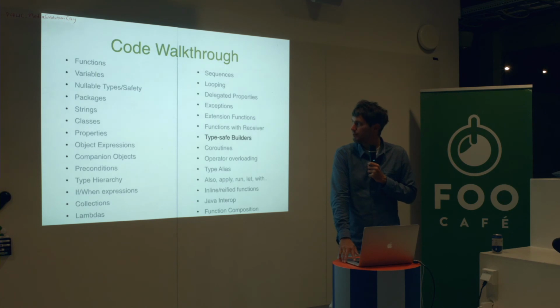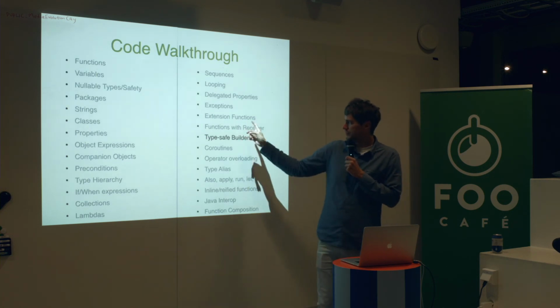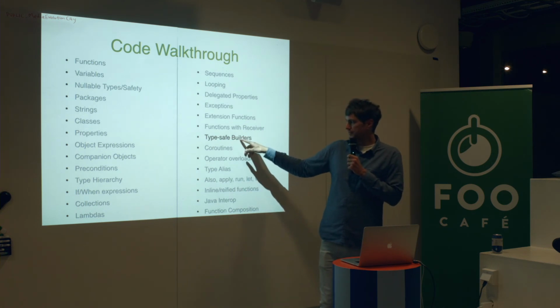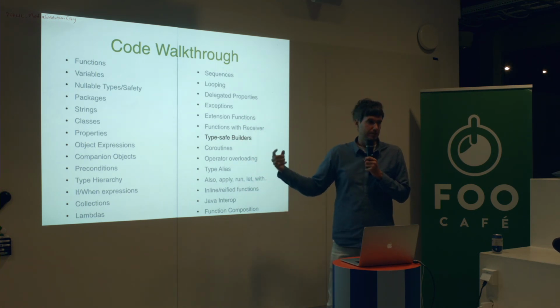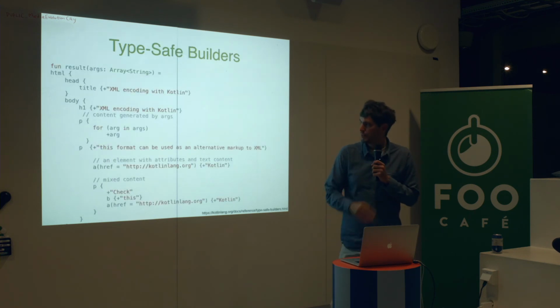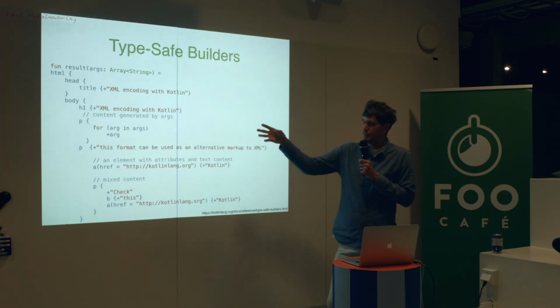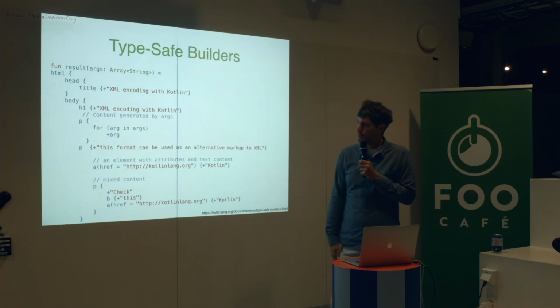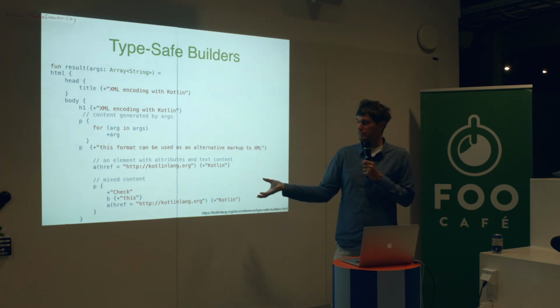Because now, that's called a function with receiver that we saw, and we can use that to create these type-safe builders that are one of the selling points of Kotlin. You can create really nice DSLs that are type-safe. And I'm going to show you one of them. This is a DSL that uses these functions with receivers to create HTML. As you can see, it looks like a typical templating engine. But this is statically typed. This is just Kotlin, which is kind of cool.